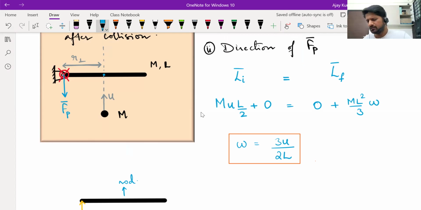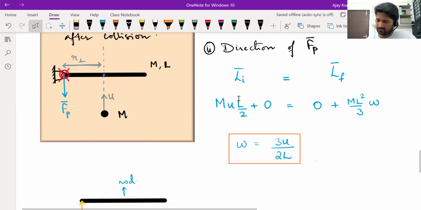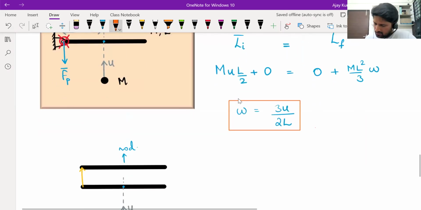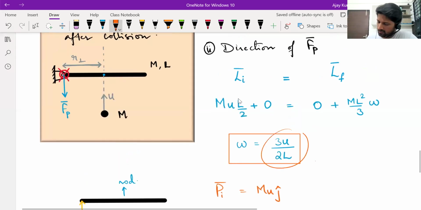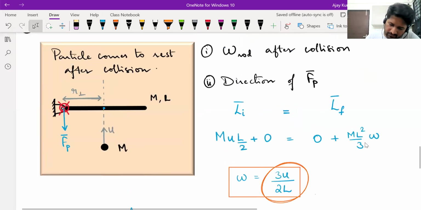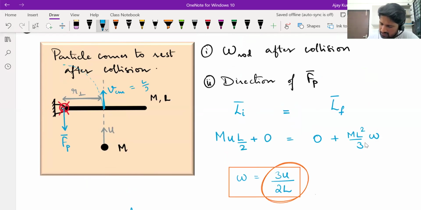Okay, another way to do it is by finding out what happened to the total momentum of the system. Initially, only the particle was moving. So initial linear momentum of the system is mu j cap again. Final linear momentum of the system. Finally, only the rod is moving and the rod is executing rotational motion with angular velocity 3u by 2l. Then the center of mass of the rod will have a tendency to move in a circle like this. And at this position, it will gain a velocity in this direction, the velocity of center of mass. If you use r omega, r is L by 2 for the center of mass and omega is 3u by 2l.